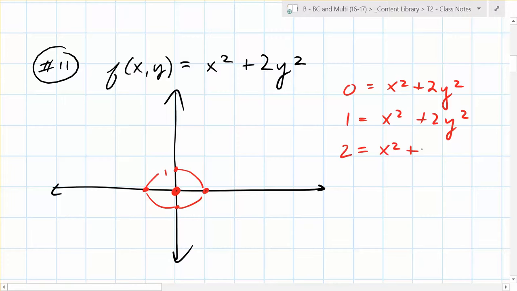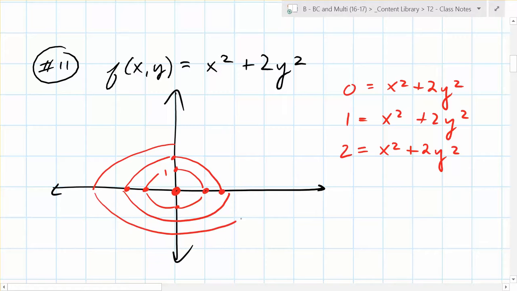What about 2? What happens now? We have x squared plus 2y squared. What happens now? What's the x-intercept? Square root of 2. And what's the y-intercept? 1 or negative 1, right? So what do you end up with? Another oval. So what are you going to end up with? A lot of concentric ovals, right? So that's 2, and we'll say that's 3.